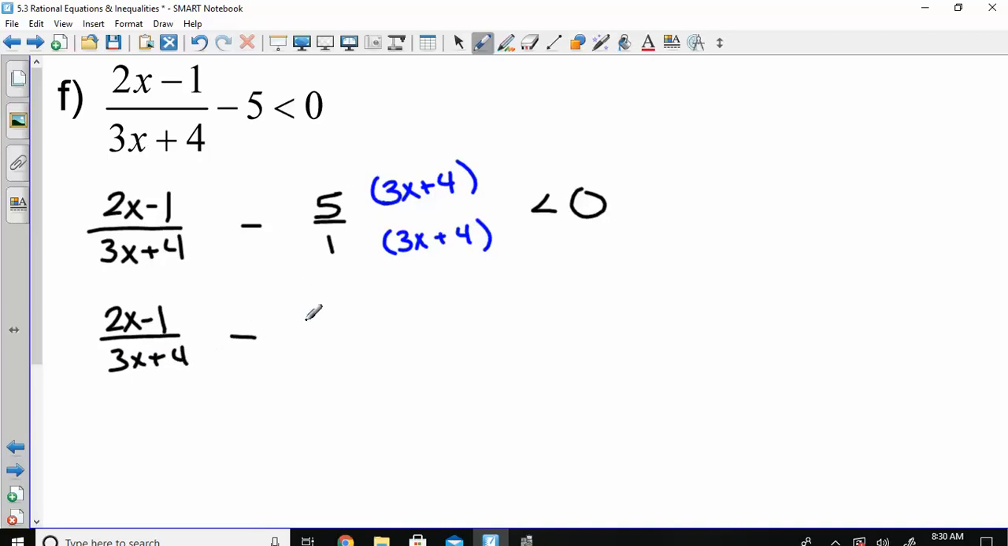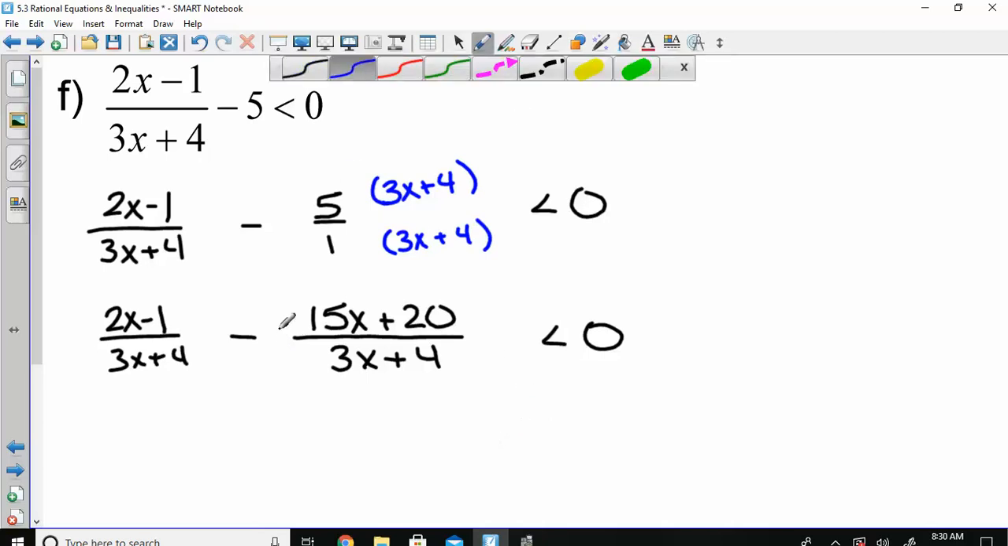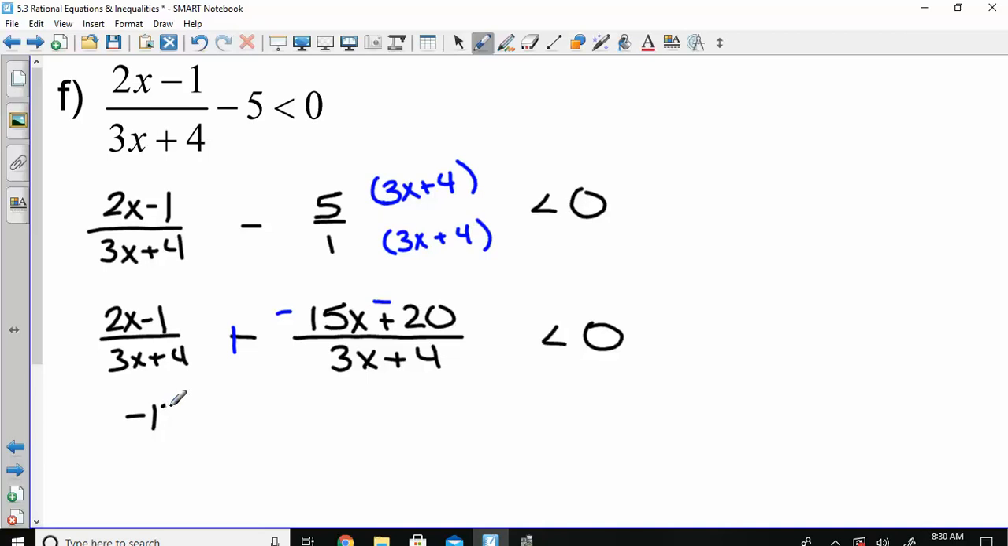So if I distribute my 5, 15x plus 20. This is a subtraction, so distribute the negative. Now we can combine these into one fraction. So 2x and negative 15x is negative 13x. Negative 1 and negative 20 is negative 21.